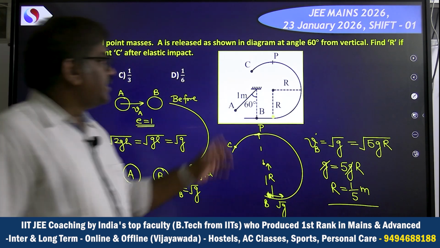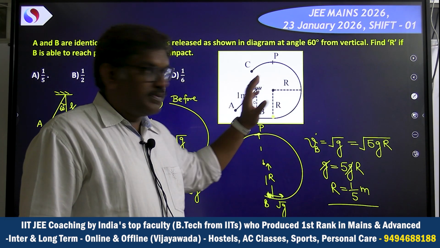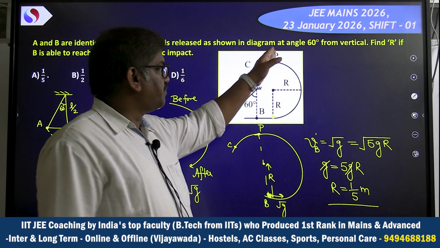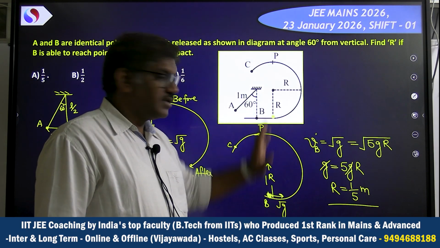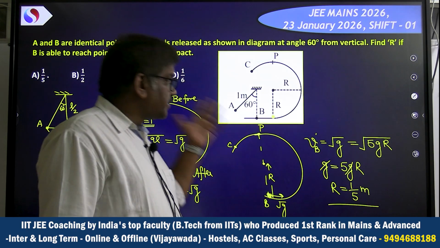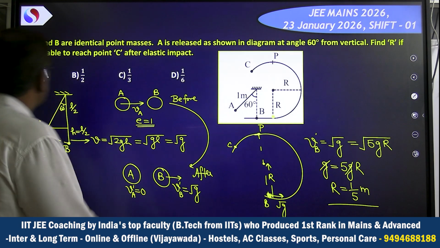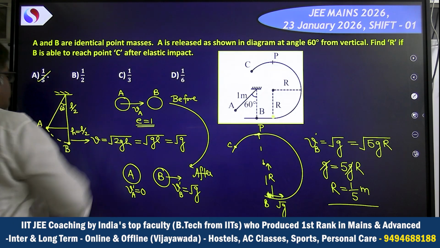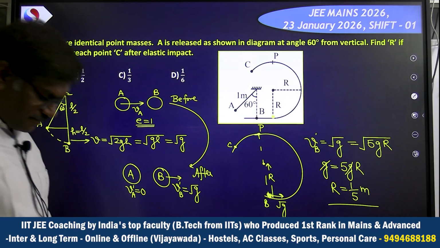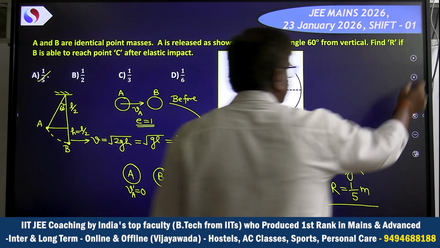There might be a possibility that there will be some mismatch from the actual paper. Maybe this 3 point becomes the highest point, whatever it is, but as per the given data, this will be your correct answer. Okay, R equals 1 by 5. So we are going with 1 by 5, that is option A. Move to the next one.